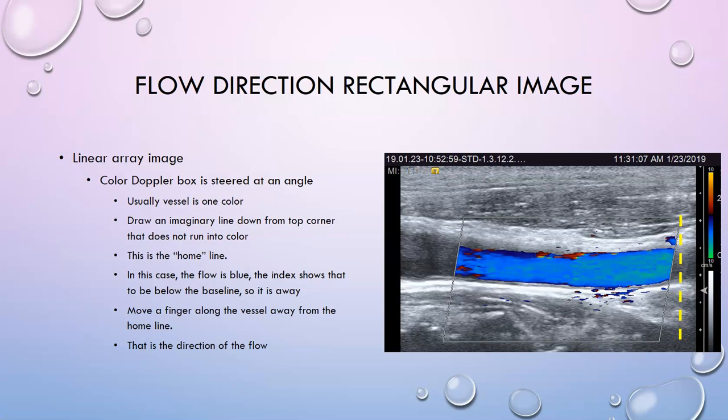All right, so flow direction in a rectangular image. The Edelman book has you draw a line that comes down from the pointy end at the top of the box, the color box. And then you can look at your scale. Blue is away and red is toward. So if it's blue, it's moving away from that line that you've drawn down. If it were red, it would be moving towards that line.